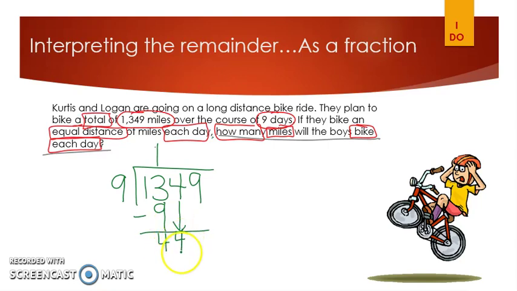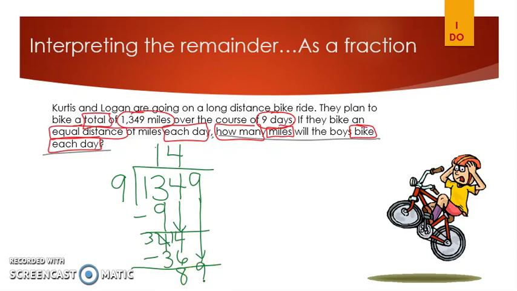Bring down our 4. Next, we're going to ask ourselves, how many times does 9 go into 44? 9 goes into 44 4 times. 9 times 4 equals 36. And we're going to subtract once again. And of course, we need to regroup. And 14 minus 6 is 8.